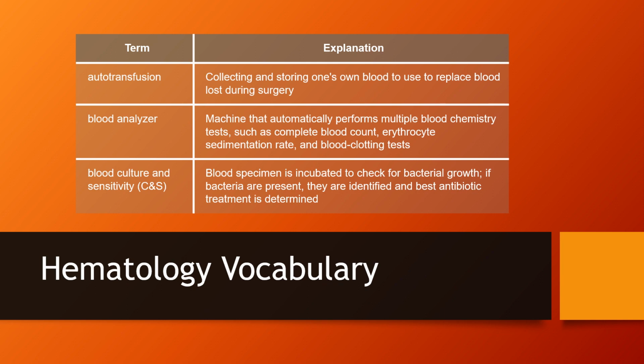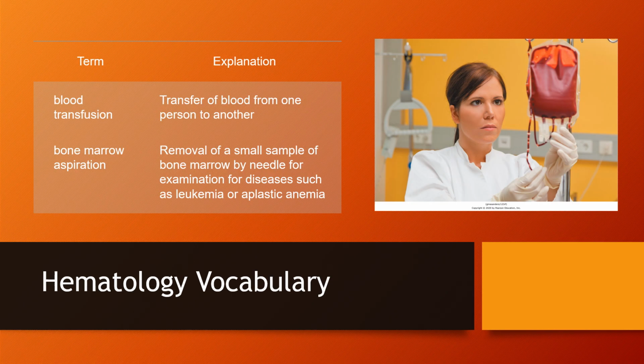Blood culture and sensitivity, also called C and S, is a test in which a blood specimen is incubated to check for bacterial growth. If bacteria are present, they are identified and the best antibiotic treatment is determined. Blood transfusion is the transfer of blood from one person to another.